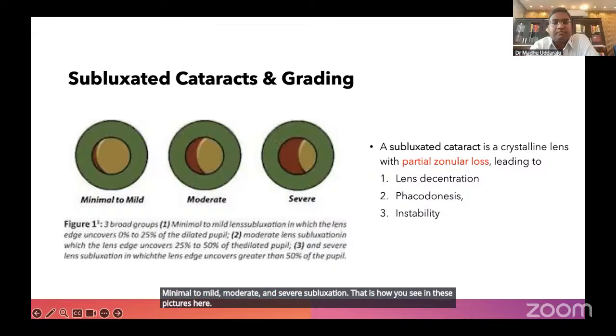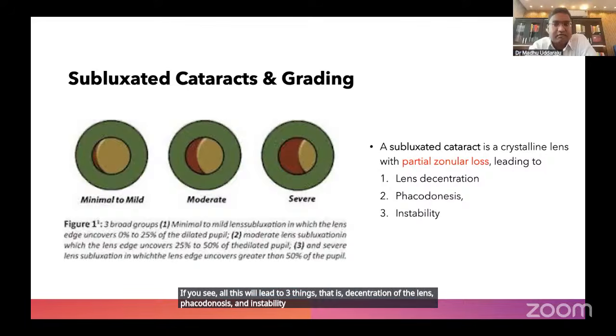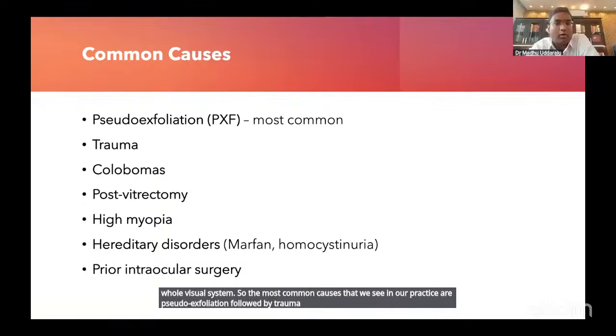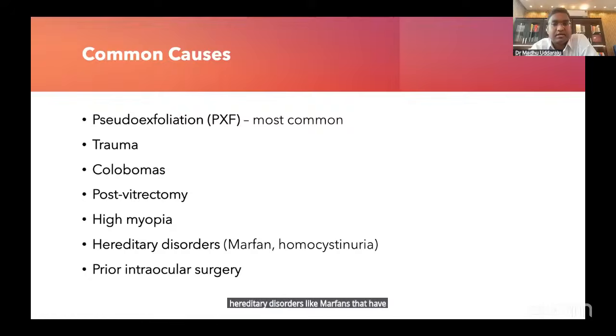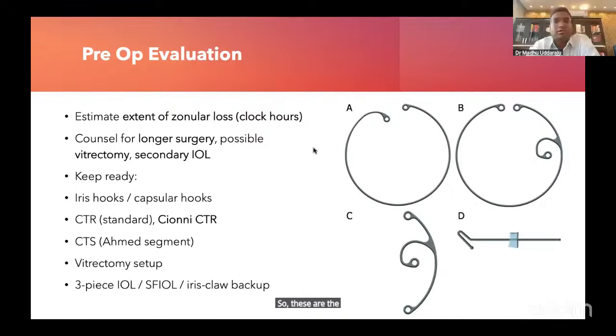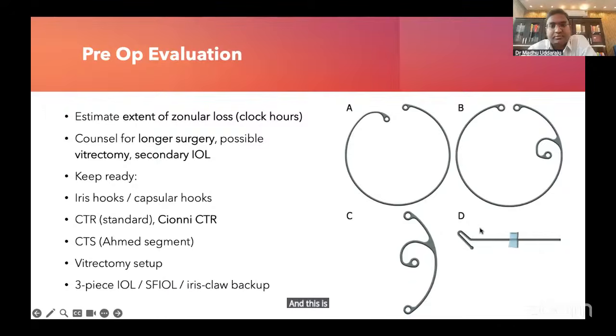All this will lead to three things: decentration of the lens, phacodonesis, and instability of the whole visual system. The most common causes that we see in our practice are pseudoexfoliation, followed by trauma, colobomas, post-vitrectomy eyes, myopes, hereditary disorders like Marfan's that have already been discussed, and also prior intraocular surgery. These are the things that we can use, as most of the speakers have clearly mentioned. I'll not go into details, but the first one is the CTR, this is the Cionni ring, and these are the segments. And these are the capsule hooks. For the interest of the listeners, I just wanted to show the pictures.